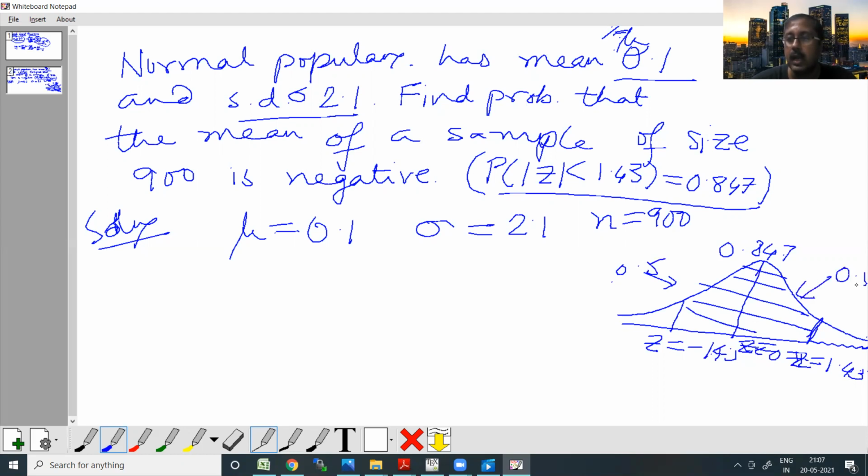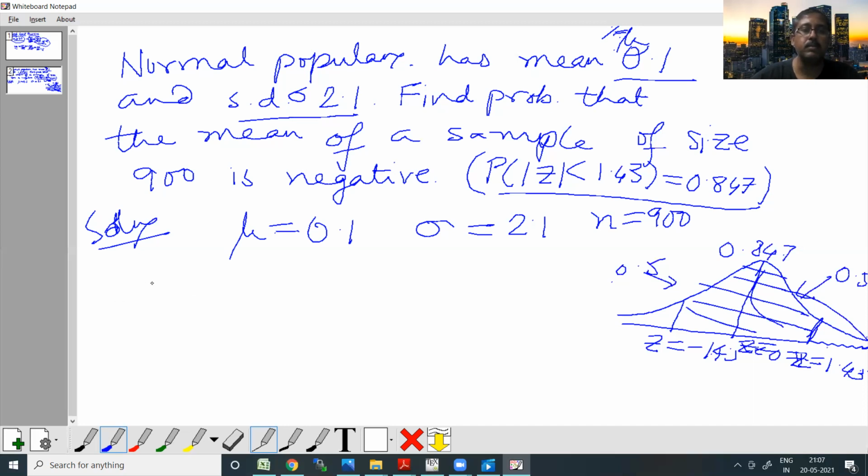The whole thing, this whole area. Okay, so now we have to find out the standard deviation for the population, and it's a normal population. So we can apply the central limit theorem here. Using the central limit theorem, we can figure out the sampling distribution of the sample mean.